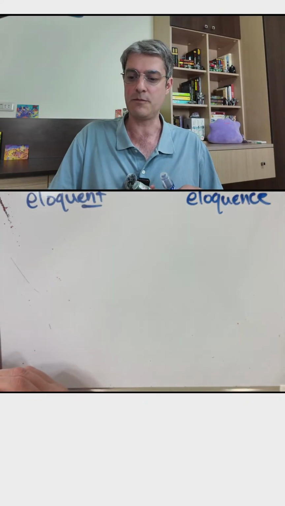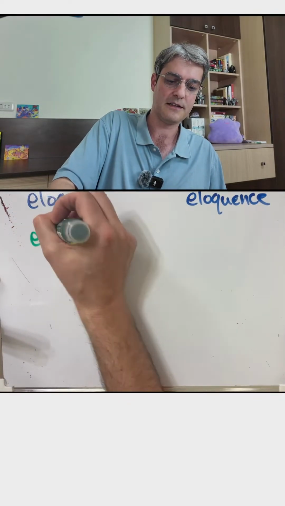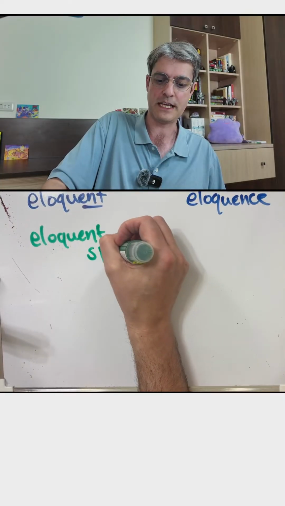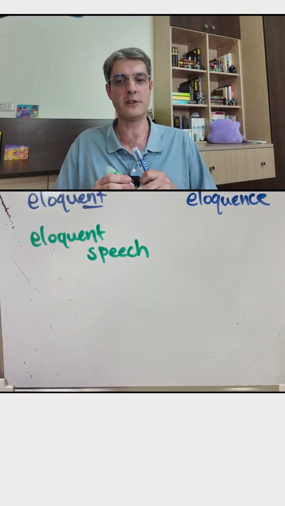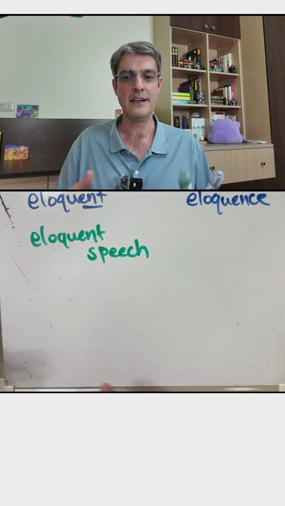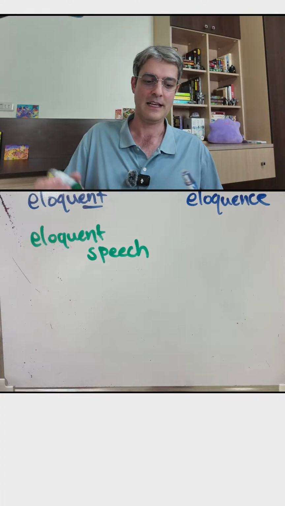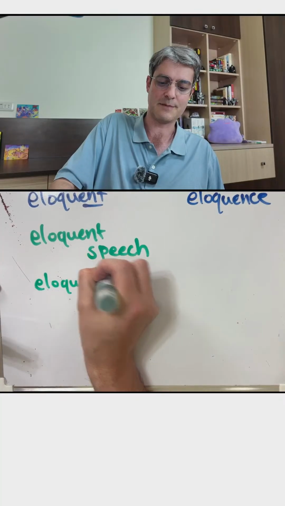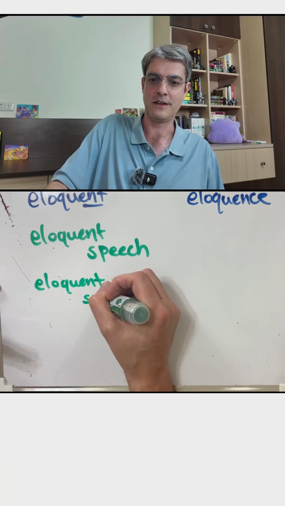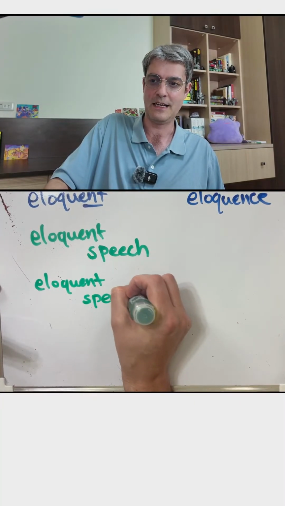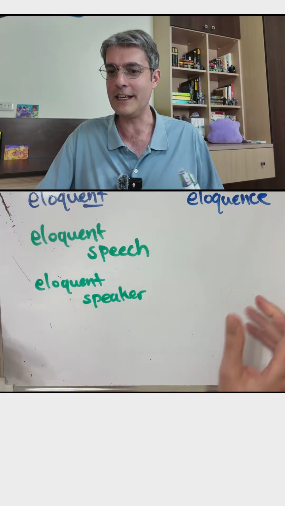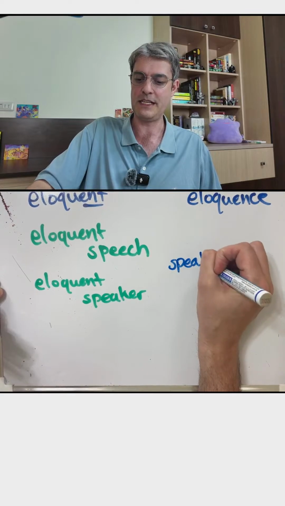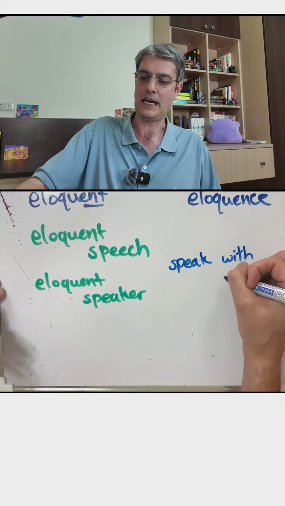So we could say that somebody gave an eloquent speech. You know, they use language very fluently and persuasively and clearly to create a lasting impression. And we may call someone an eloquent speaker, right? They speak with eloquence. And that was the one I wanted to say over here. Somebody speaks, to speak with eloquence.